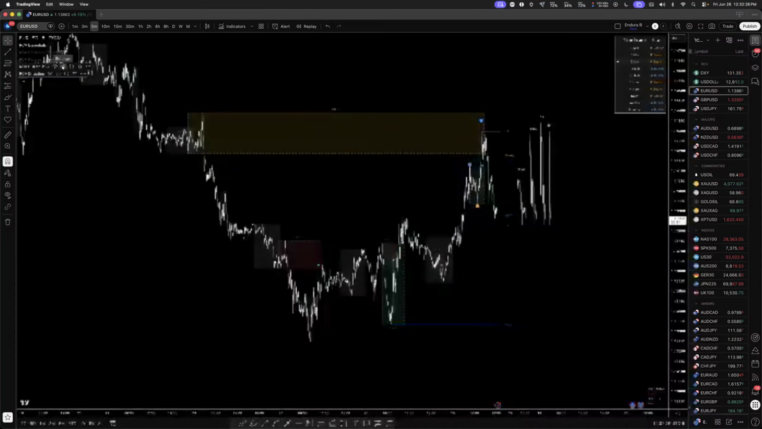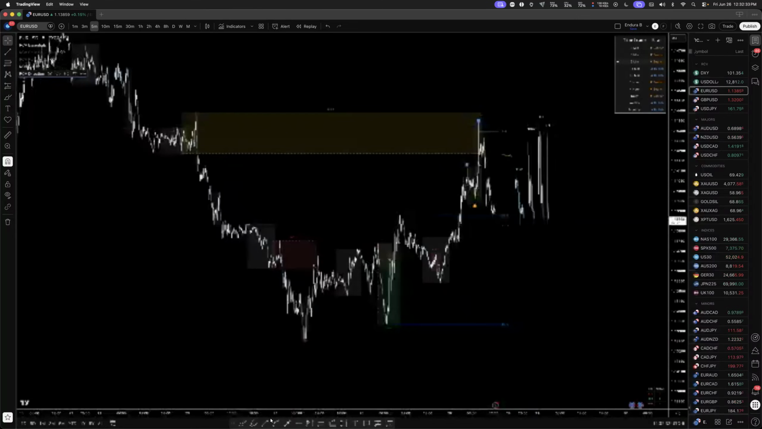So I was testing things out yesterday. I had this trade idea yesterday. I didn't really trade it, but I just thought, you know what, let's put it to the test. This looks really good.